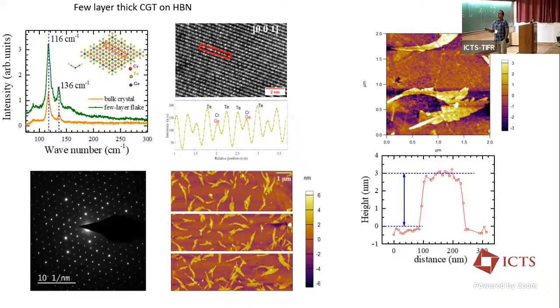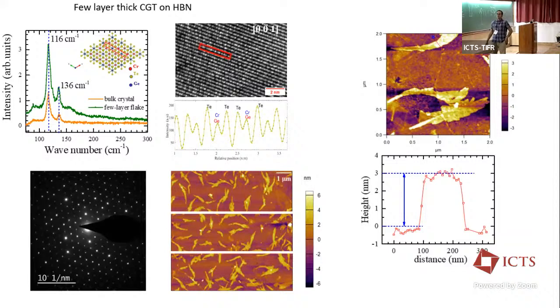We looked at the Raman signatures for the 2D few bilayer flake and the bulk crystals, and the Raman signatures are identified. They sit at the same location. This is the diffraction pattern, the selected area diffraction pattern. Again, these can be indexed and showed very well ordered structures.